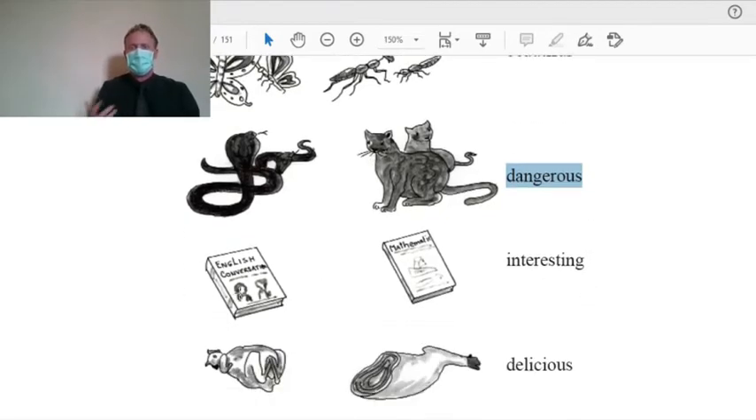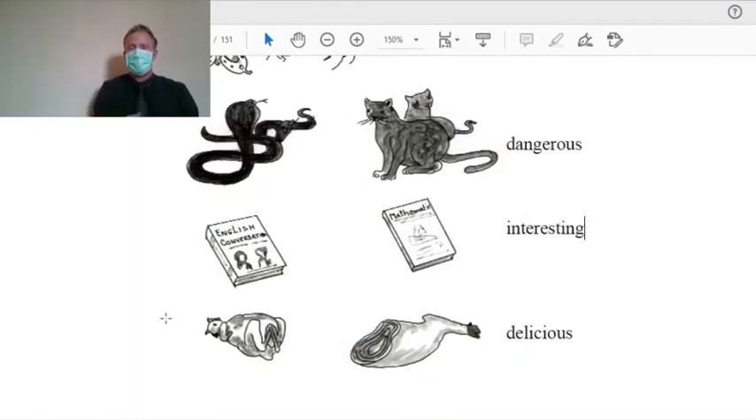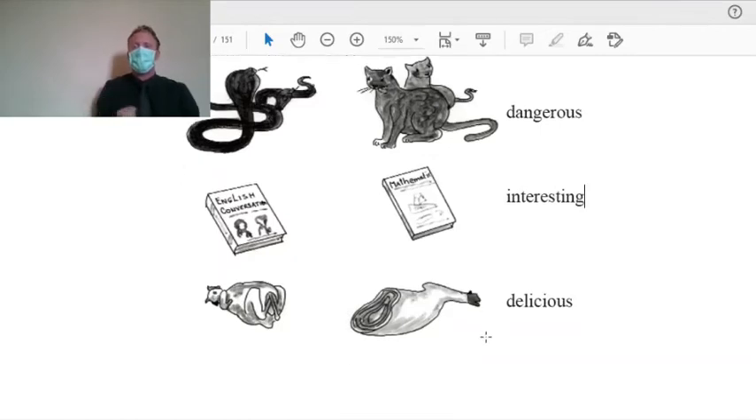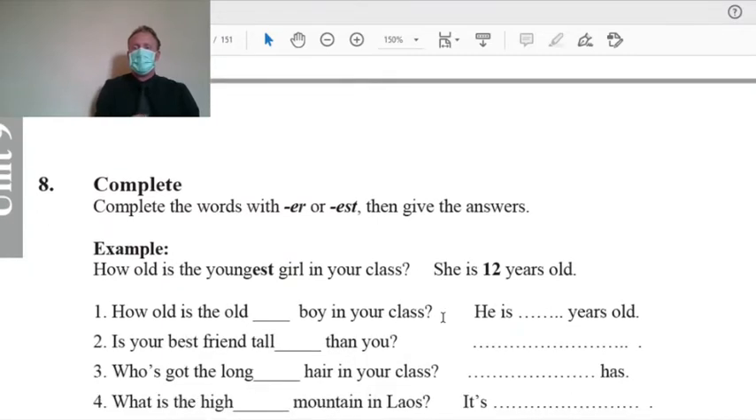Next one, we have a book about English and a book on mathematics. Which one for you is more interesting? Then we have a chicken and what looks like some pork. Which one for you is more delicious? Then we will move straight on to activity number 8, where we will complete the words with ER for the comparative, and EST for the superlative, and then give the answers.